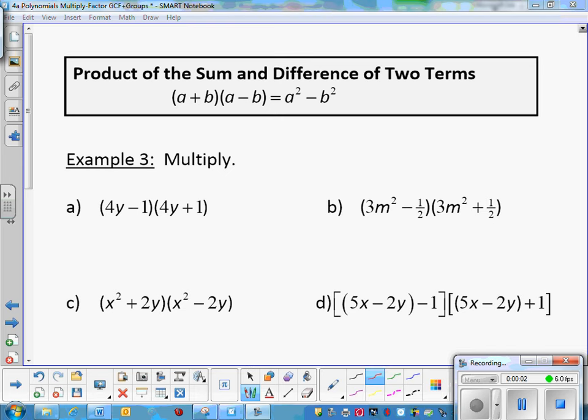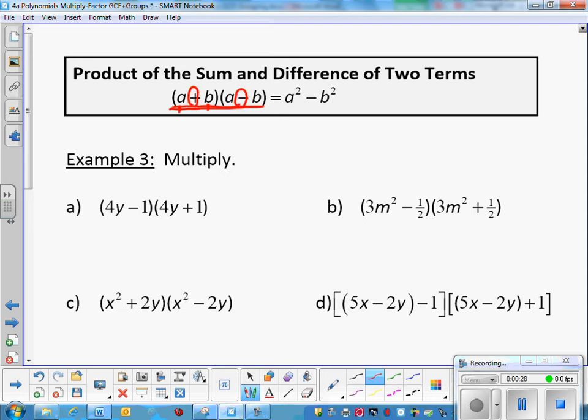Example 3, we're going to use another quick trick in multiplying. You may do this already just naturally without thinking about it. But when I multiply a plus b times a minus b, notice the key: the two parentheses have exactly the same thing in the first and the second terms, but one of them has the plus and one of them has the minus in it.